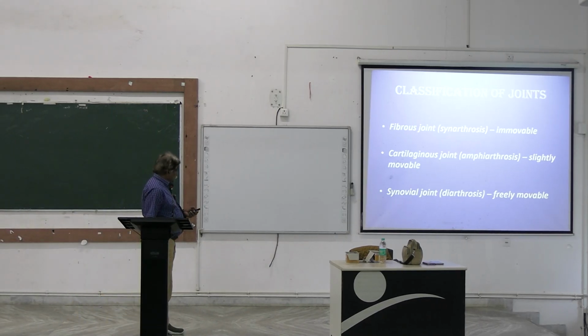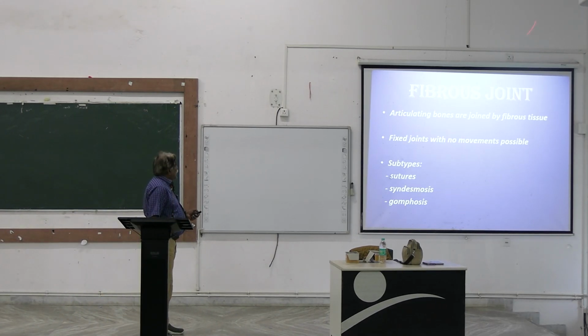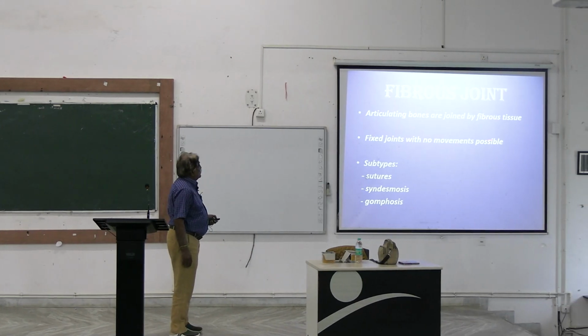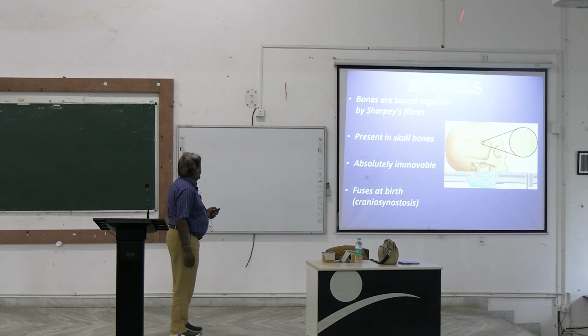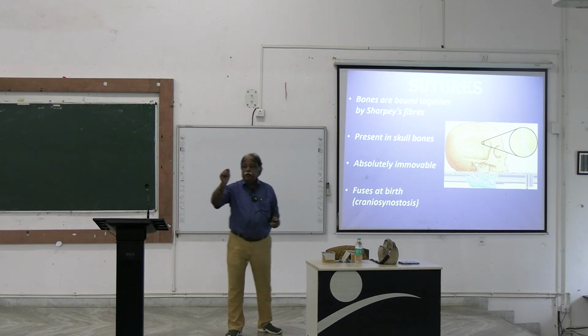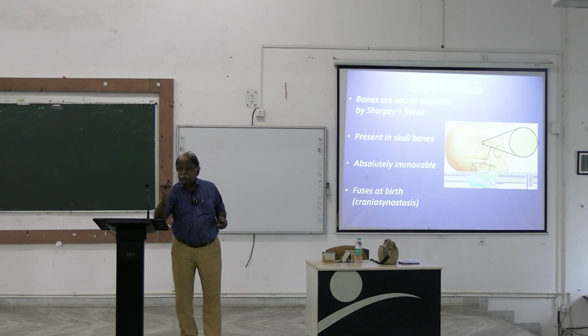Now, fibrous joint: articulating bones are joined by fibrous tissue, a fixed joint with no movement possible. Subtypes: sutures, syndesmosis, gomphosis. Now you can see the bony sutures here, in an enlarged view of the skull. Sutures, bones are bound together by Sharpey's fibers. Now there can be a short note on Sharpey's fibers.